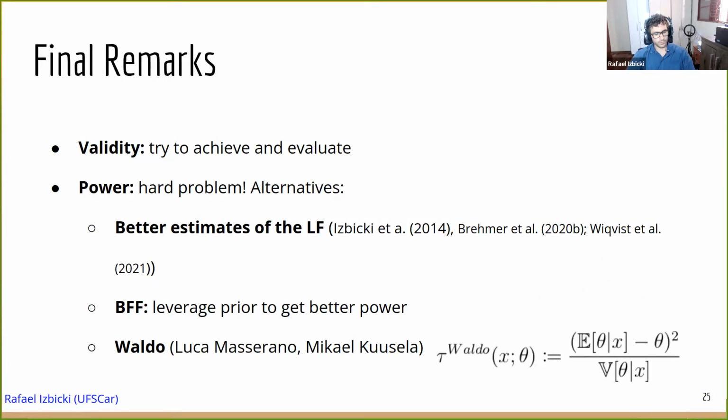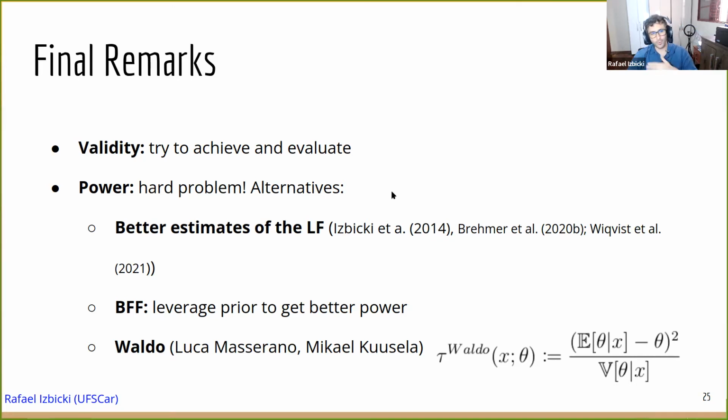Okay, so just to conclude here, this work was mainly about validity: how to try to achieve validity in a frequentist sense, and more than that, how to evaluate whether it was achieved or not and how you can improve that. And I think this is really the first work that tries to address this directly.